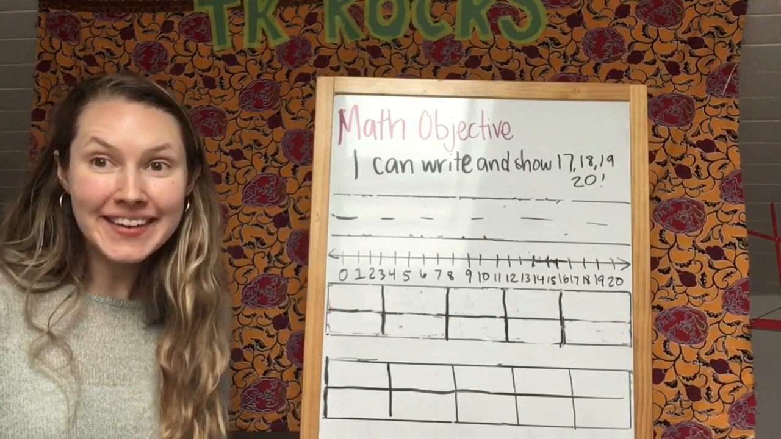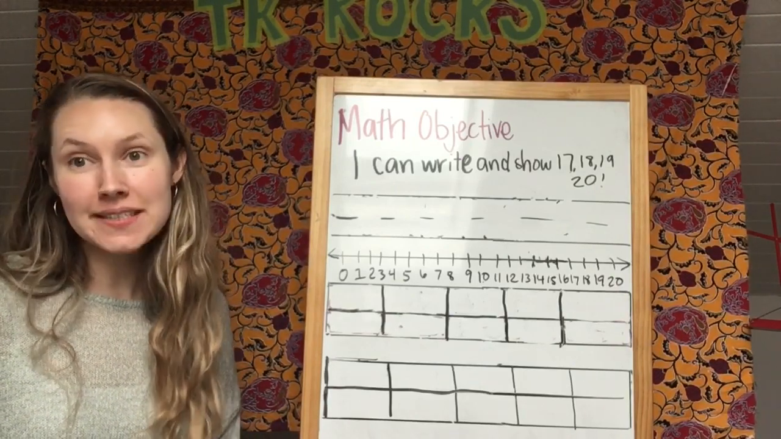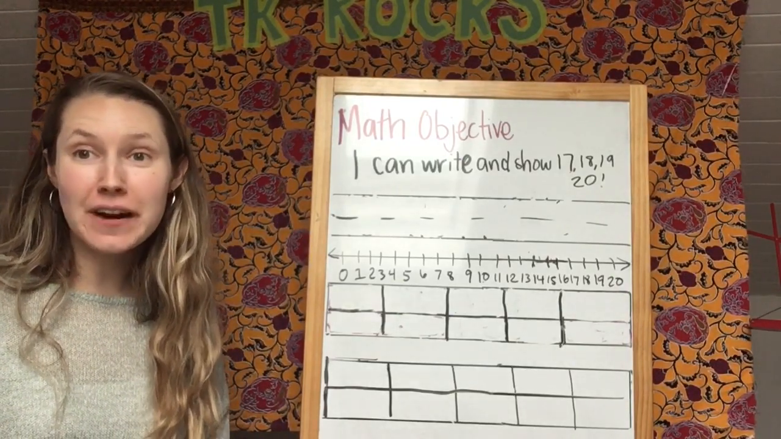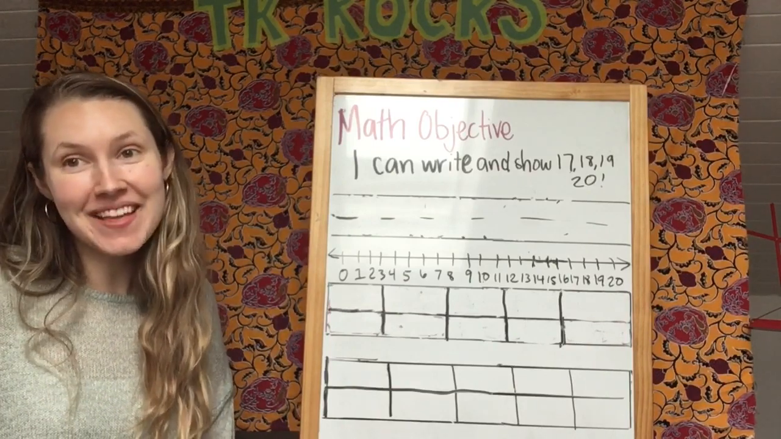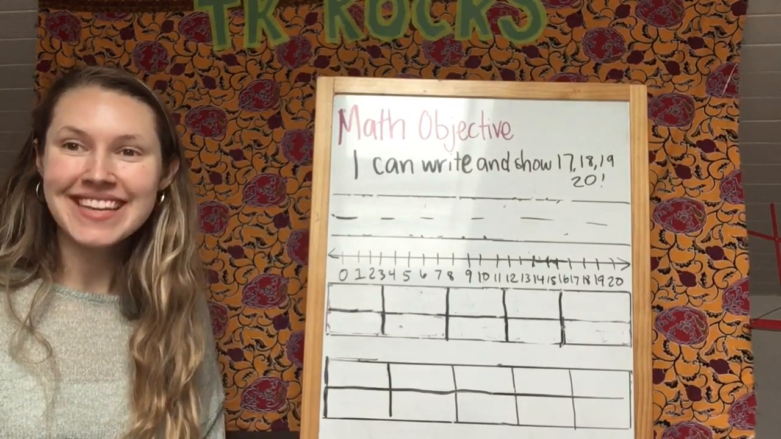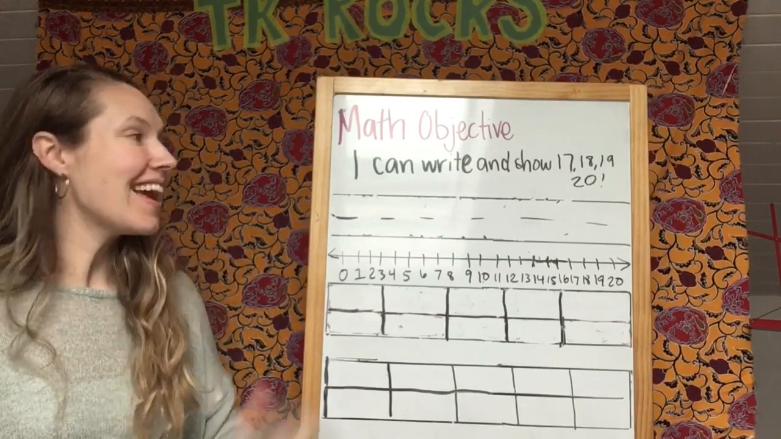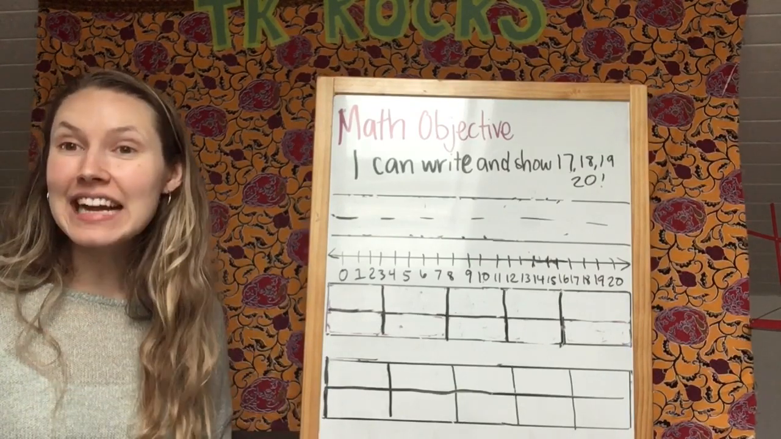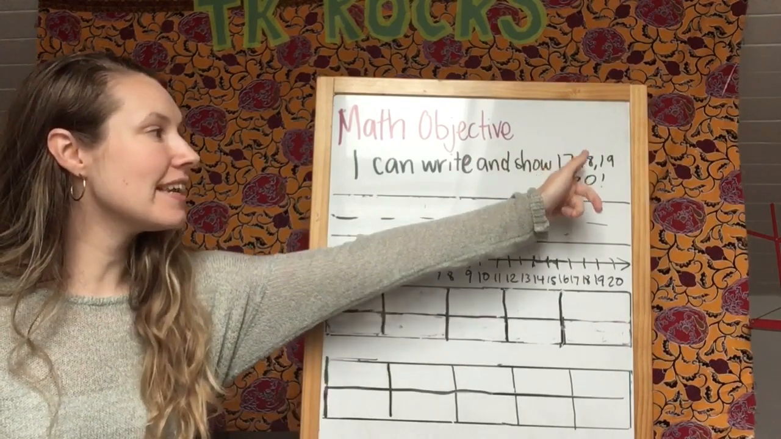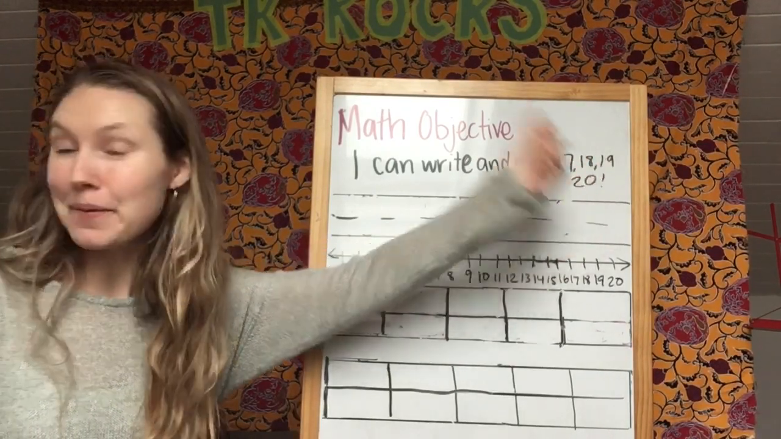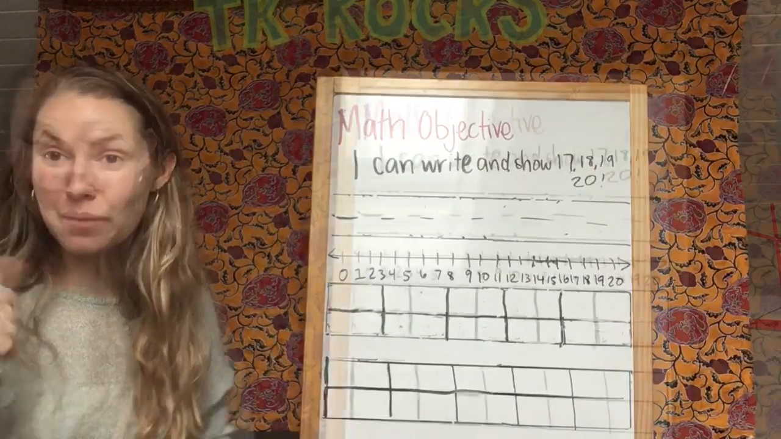So we are going to be looking at the last pages of our number studies packet today. Let's go over our objective for the last time and we'll see what we're gonna do. Objective is what we are going to learn. I can write and show 17, 18, 19, and 20. So getting all the way up to 20 now.